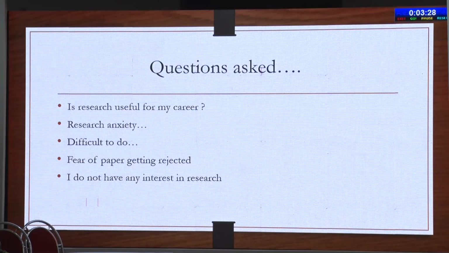The questions would be, is research useful for my career? Research anxiety, difficult to do, fear of the paper getting rejected, and I do not have any interest in research. So this is the major concern, I guess. Even though the NMC has mandated that it has to be accepted for publication or it has to be published, that is one of the requirements now for postgraduates.